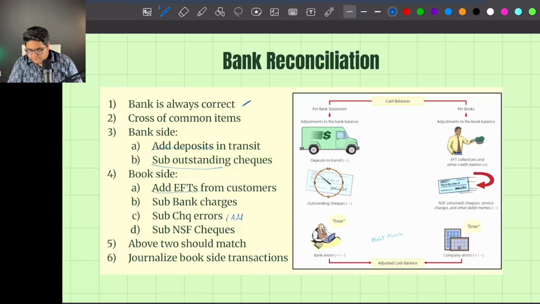So these two sides, your book side and your bank side, they should match, they must match. To do that, you add deposits and subtract outstanding checks on your bank balance, and add EFTs, subtract bank charges, subtract check errors, and subtract NSF checks on your book side. Your bank side is already taken care of, but for your book side, you would need to journalize these transactions. For example, you would debit bank expense, credit cash. Again, with this one, I would really recommend going through the in-class example with chapter 7. I think that'll really stick it in your mind better than I can.